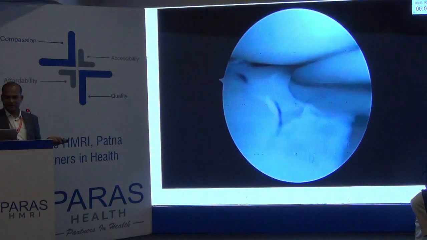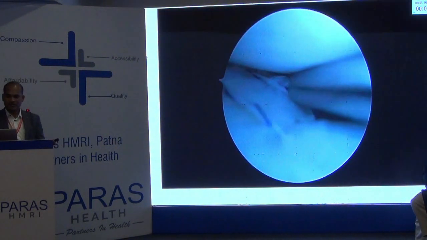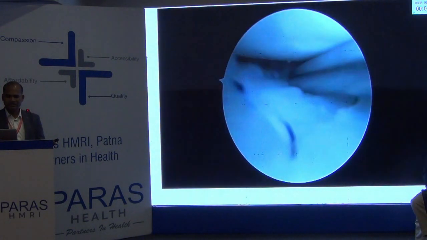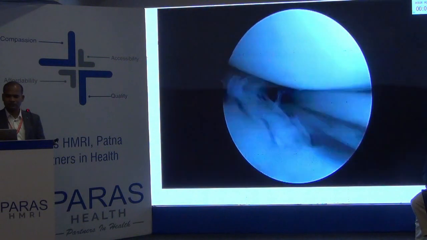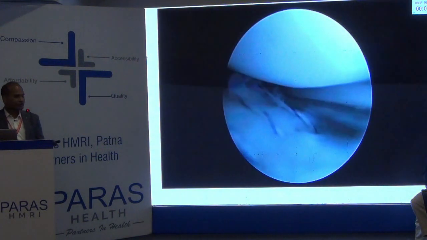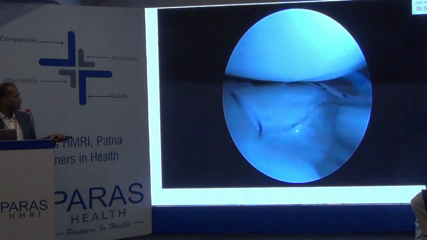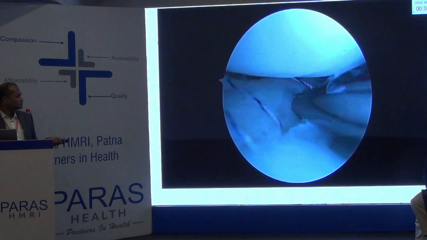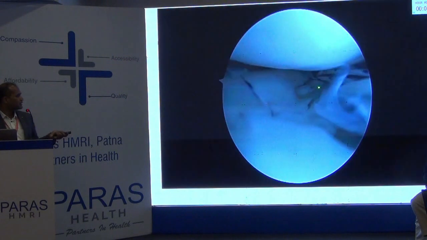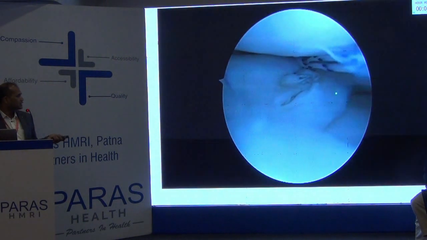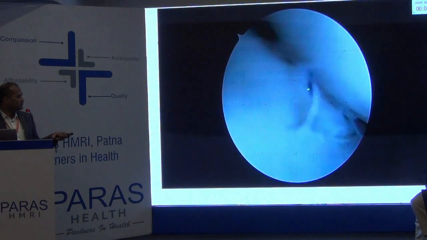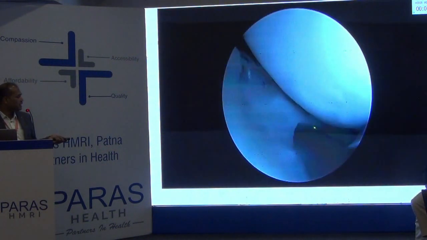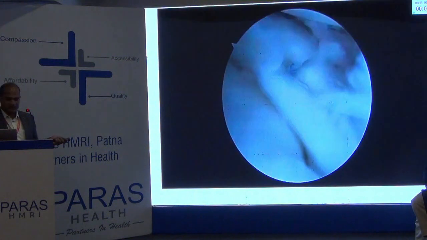Then again, you can see here another stitch, one through the capsule, one through the body, and you can see there is a small cleavage here also. So once the peripheral part gets stabilized, this part is in the white zone, so the meniscectomy of this part was planned, and this part gets resected.